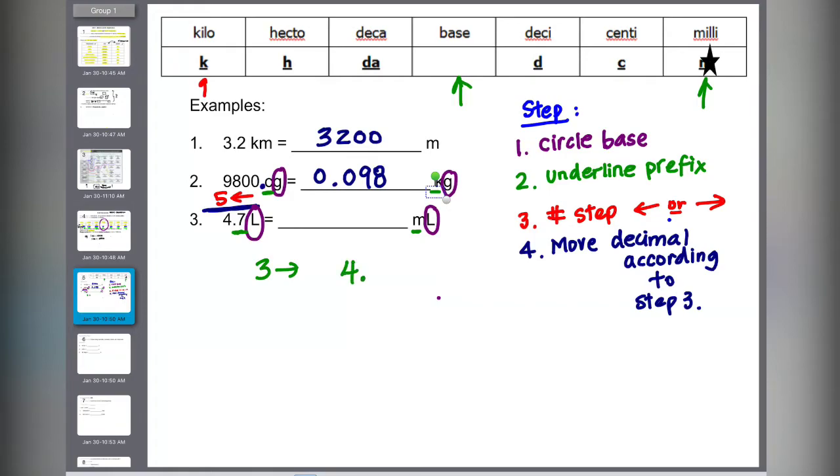So that means the 4.7, according to step 4, I have to take this decimal place and move it 3 steps to the right. New decimal place is here. Put in my placeholder, 4,700 milliliters.